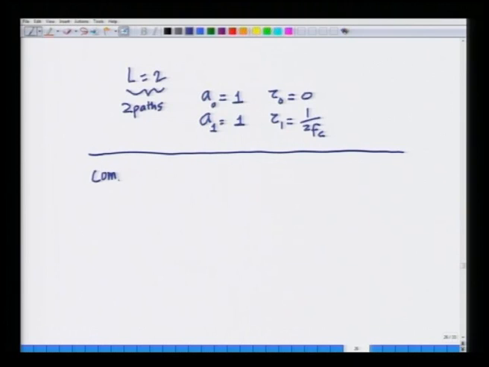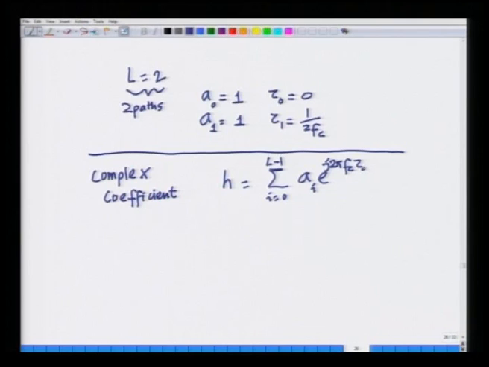the complex coefficient, which I will denote by h, equals sigma i equals 0 to L minus 1 A_i e^(-j 2 pi fc tau_i). Now, this obviously has L equals 2. So, this goes from i equals 0 to 1 of A_i e^(-j 2 pi fc tau_i).